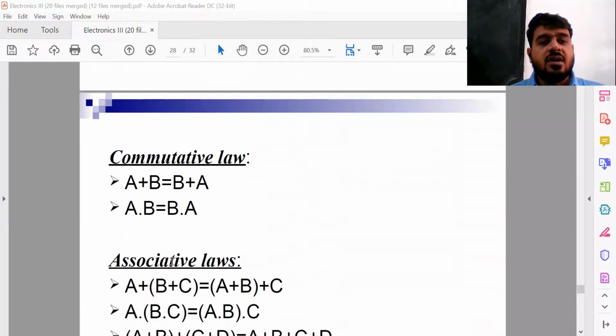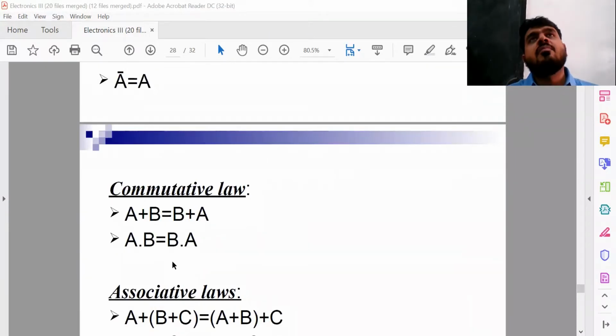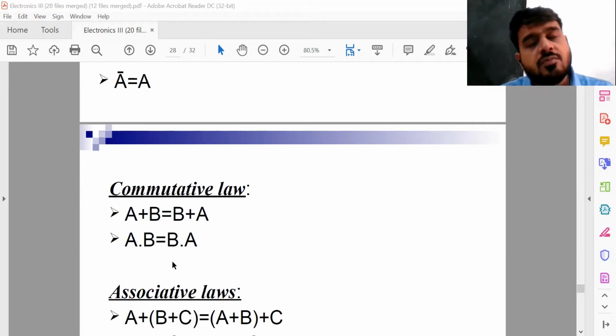Let's start with the commutative law. A plus B is equal to B plus A, or A dot B is equal to B dot A. It means that 1 plus 0 is equal to 0 plus 1, and both will give the same output. 1 dot 0 is equal to 0 dot 1 will give the same output. So that is the commutative law.